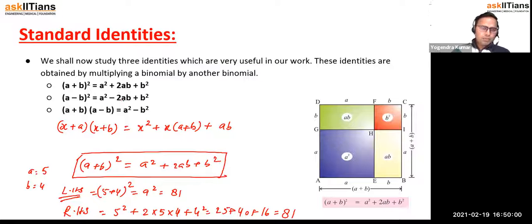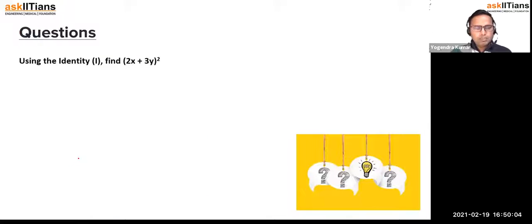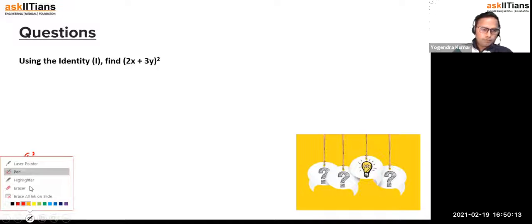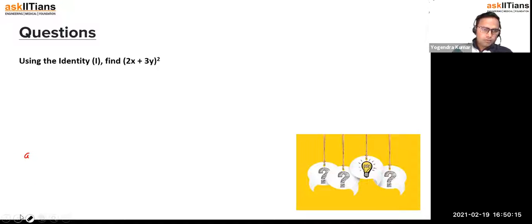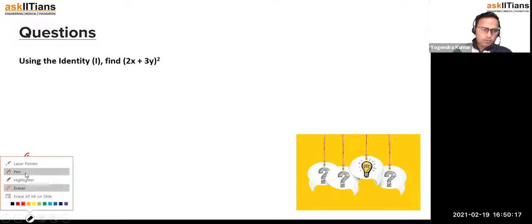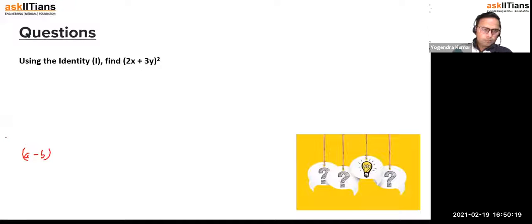Now here 5 square minus, you can verify that easily, right? If you want, I'll do it on the next page. Let me verify this identity. Okay, a minus b, verification of a minus b whole square. Okay, this is a square minus 2ab plus b square, right?